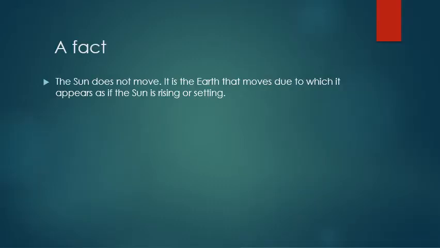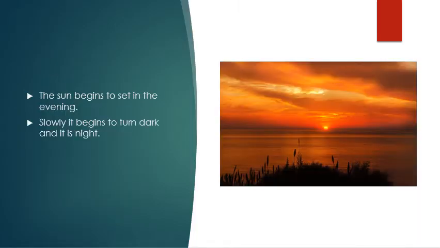Then a fact: the sun does not move. It is the earth that moves, due to which it appears as if the sun is rising or setting. The sun begins to set in the evening. Slowly it begins to turn dark, the sun sets completely, and it is dark all around and it is night.